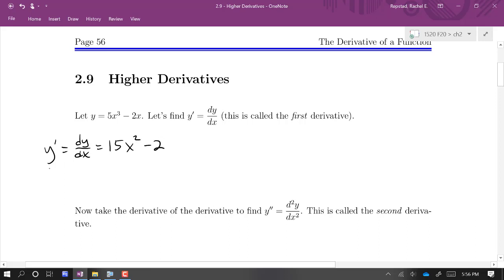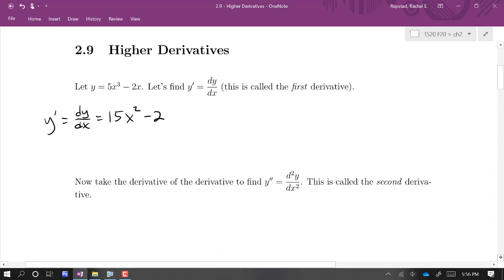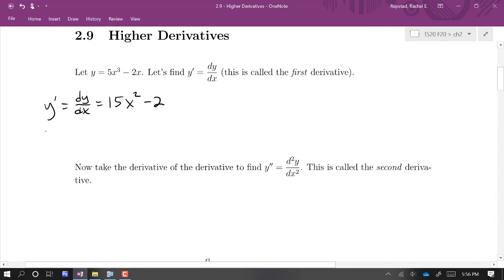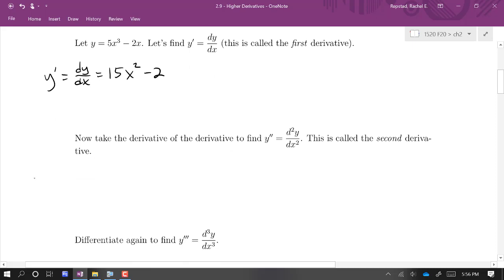Now, this is a function in and of itself, right? 15x squared minus 2. And maybe I want to determine how that function is changing. It's a function of x, so I can take its derivative. If I take the derivative of the first derivative, then we get what we call the second derivative. We'll denote the second derivative with y double prime, so we make two of those tick marks. And in the dy dx notation, we have d squared y over dx squared.